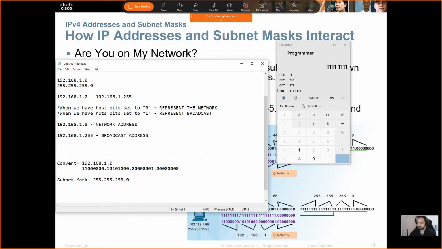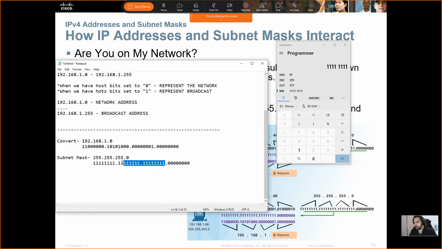So let's write this down here. 1, 2, 3, 4, 5, 6, 7, 8. 1, 2, 3, 4, 5, 6, 7, 8. 1, 2, 3, 4, 5, 6, 7, 8. And then the last one is 0. So you set all the bits to 0. 1, 2, 3, 4, 5, 6, 7, 8. Is that all good? Perfect. So what do you do now?